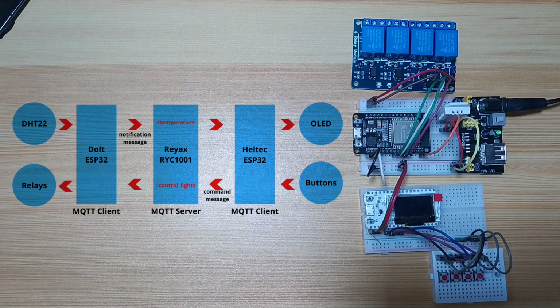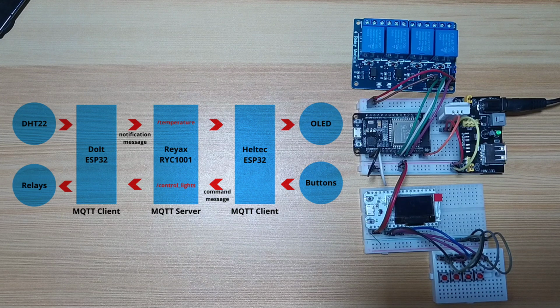Now, to make this demo more realistic, I will use another ESP32 development board, which is this Heltec development board with an OLED display for displaying the temperature and humidity readings by subscribing to the topic published by the DHT22 sensor. This ESP32 development board will serve as a remote MQTT client. I connected some buttons for controlling the relays. It should publish to certain topics to the Reyax IoT server.